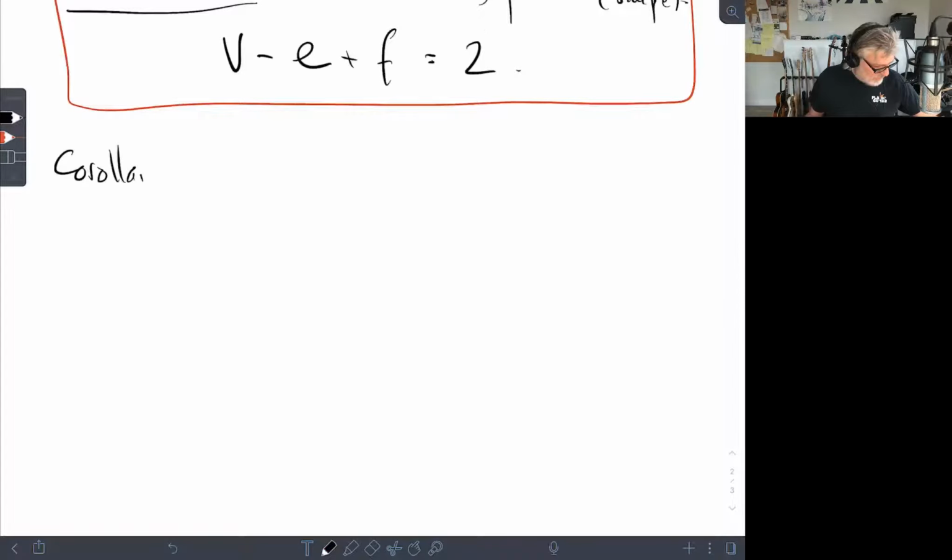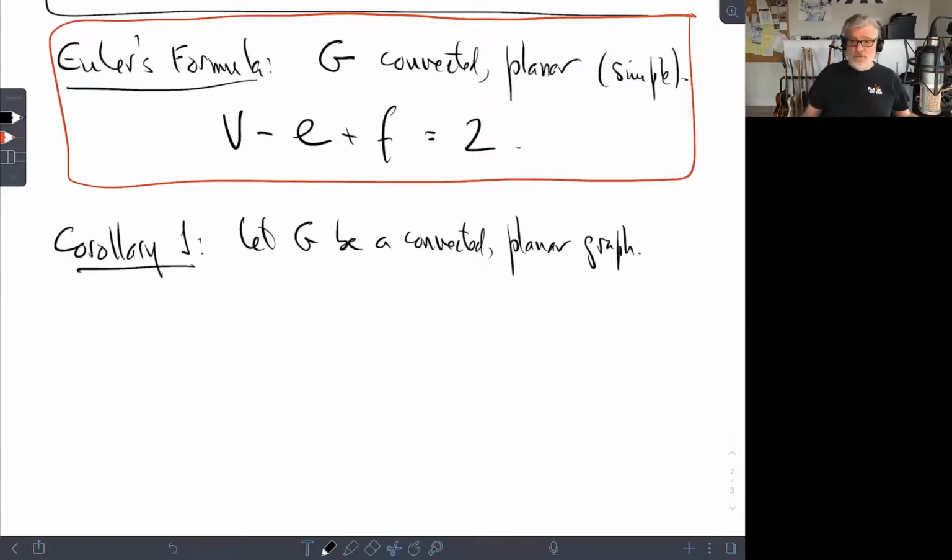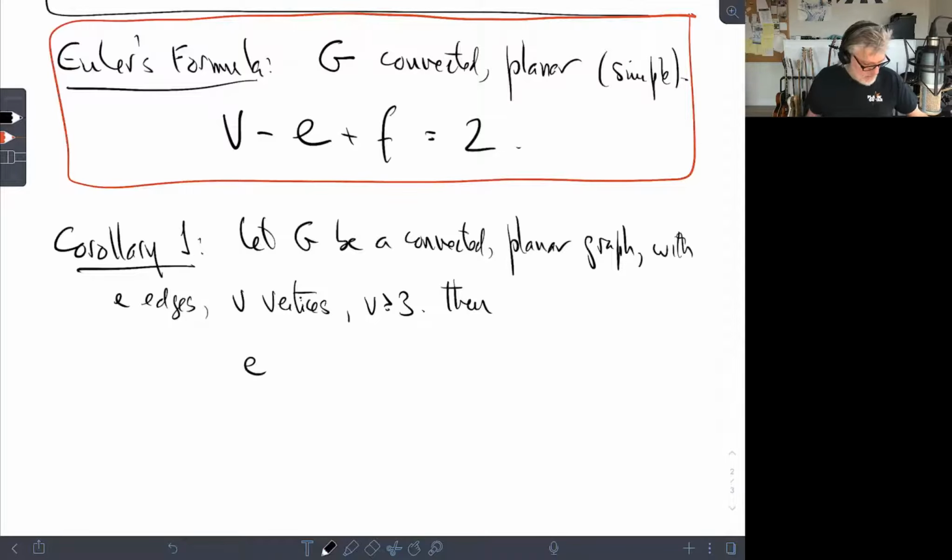So here's our first result, which follows from Euler's formula. Let G be a connected planar graph. And again, I'm not writing that it's a simple graph. I'm assuming all graphs are simple here. With E edges, V vertices, and I will assume that it has at least 3 vertices. Then E is less than or equal to 3V minus 6. I mean, that looks a bit silly, right? E is less than or equal to 3V minus 6.